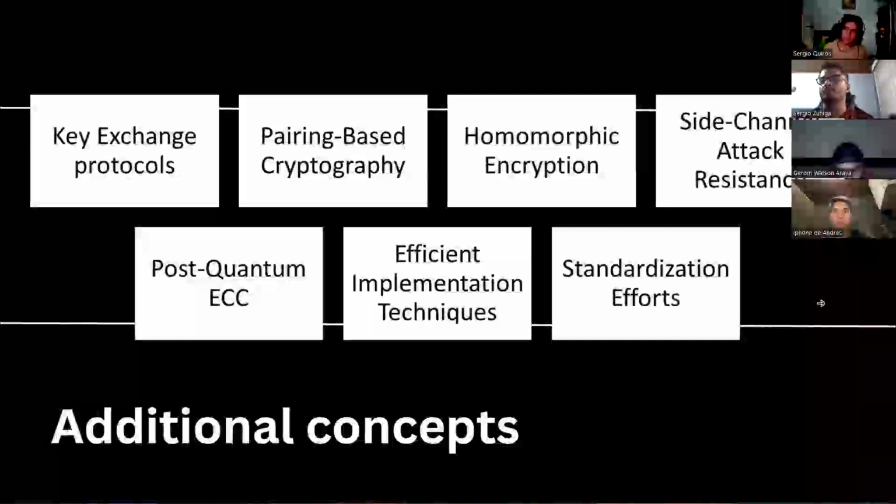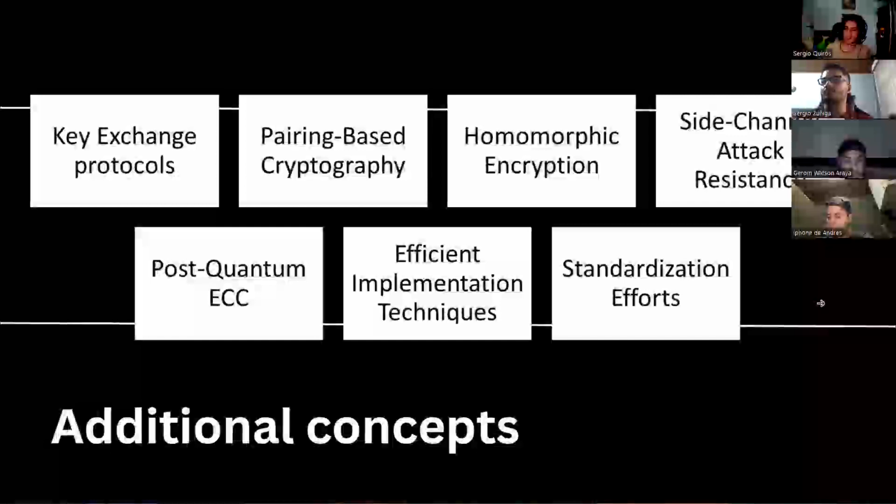The side channel attack resistance, where side channel attacks exploit leaked information. ECC has some resistance to these side channel attacks, through measures such as constant time implementations, power analysis countermeasures, and masking. Then there is the post-quantum ECC. As mentioned by one of our teammates, with quantum computers, ECC implementations may become vulnerable to attacks.